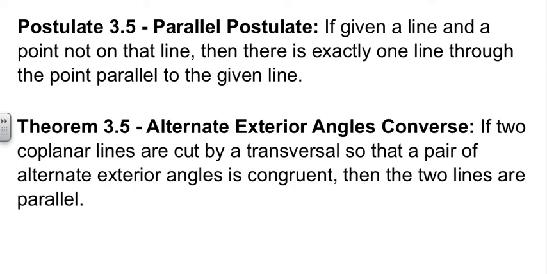Now, as we said before, most of this is going to be converse of what we did before on 3.2. Theorem 3.5 is one of those cases. If we have alternate exterior angles congruent to each other, that tells us we have parallel lines. Before we had if the lines are parallel, then we knew the alternate exteriors were congruent. This one is the opposite direction. If we know the angles are congruent, then we know the lines are parallel.